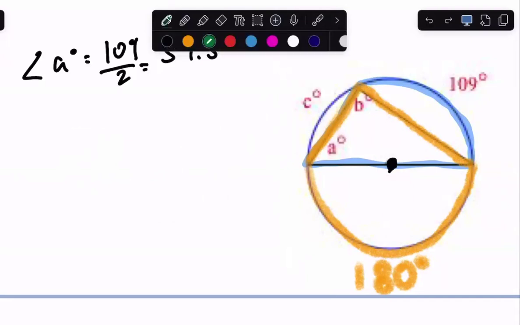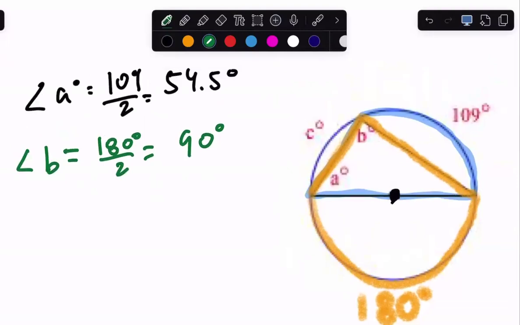So then, if I know that the arc is 180 degrees, how would I find what angle B is? Split it in half. So 180 divided by 2 gives me 90 degrees. So angle B is 90 degrees.